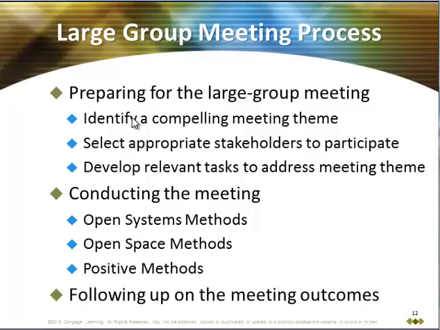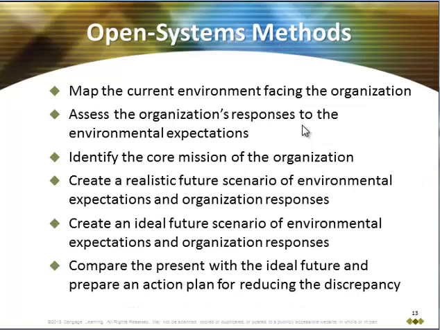Large group process meetings, this is how to prepare for it. I'll show you some pictures, but you identify a compelling theme. What are we coming to talk about? You know, airlines, American and US Airways are merging. That's a pretty important topic for them. Select appropriate stakeholders, get the right people there, develop the tasks, and then you can use different methods. I'll show you some pictures from open space in just a second.